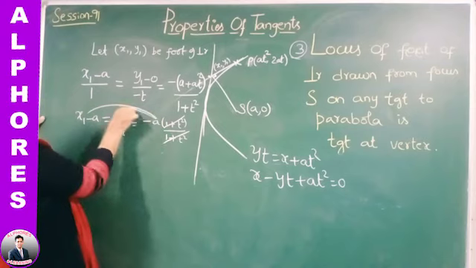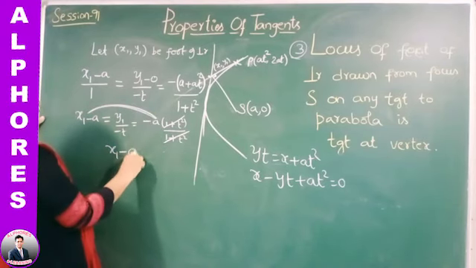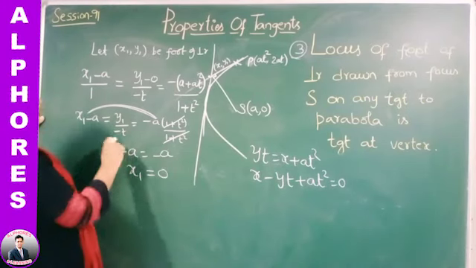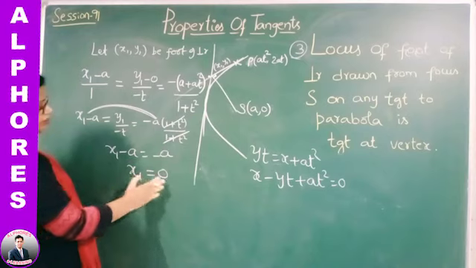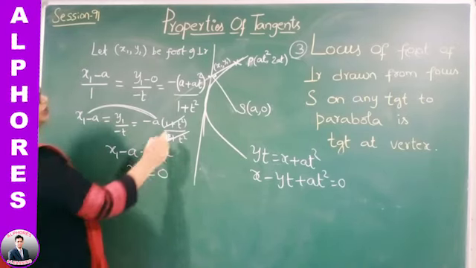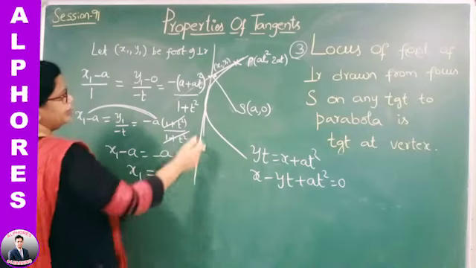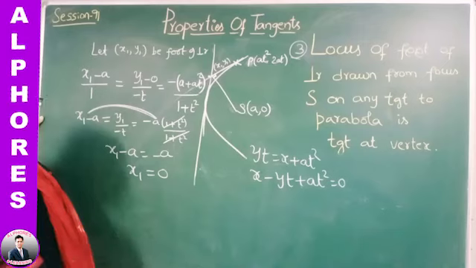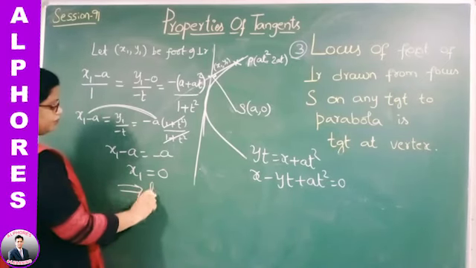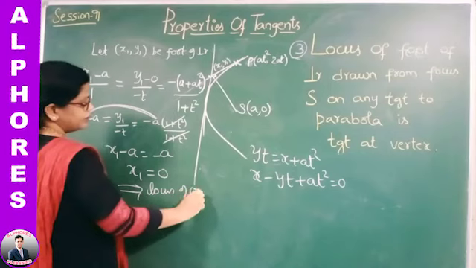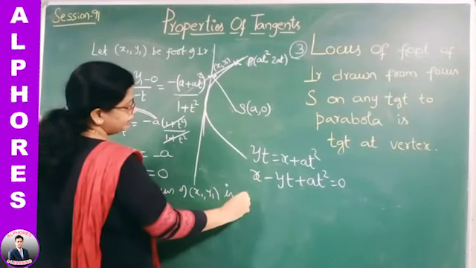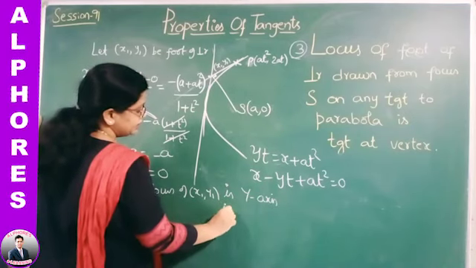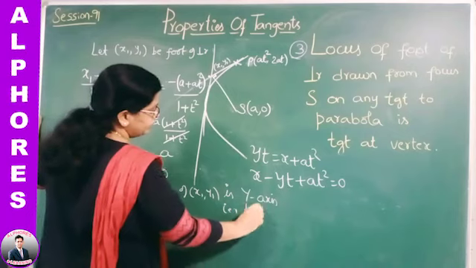Now if I equate these two values, students, x1 minus a equal to minus a, which implies x1 is equal to 0. Whatever the y1 value, x1 you got as 0. x1 is 0 means this is exactly the y-axis. The y-axis to this parabola is nothing but the tangent at vertex, which implies the locus of Q, that is the locus of the points (x1, y1), is the y-axis, and in this parabola this y-axis is nothing but the tangent at vertex.